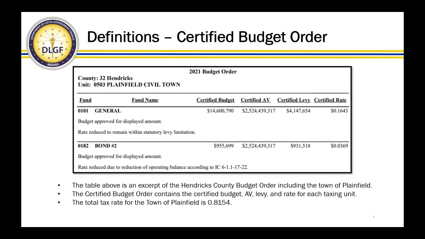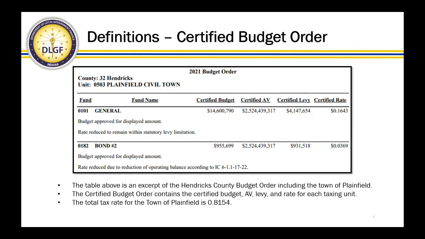So on the screen, we're looking at an excerpt from the 2021 budget order for the town of Plainfield in Hendricks County. The budget order is much longer for this particular taxing unit, but this excerpt can cover a lot of what we want to take a look at. So for 2021, Plainfield has a certified budget of $14.6 million.